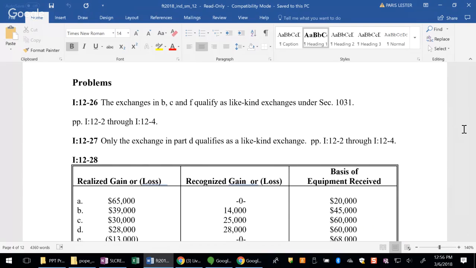No, wait a minute. You're taxed on 28. Your basis is reduced by the boot that you weren't taxed on. You were not taxed on 10, so reduce your basis to 60.